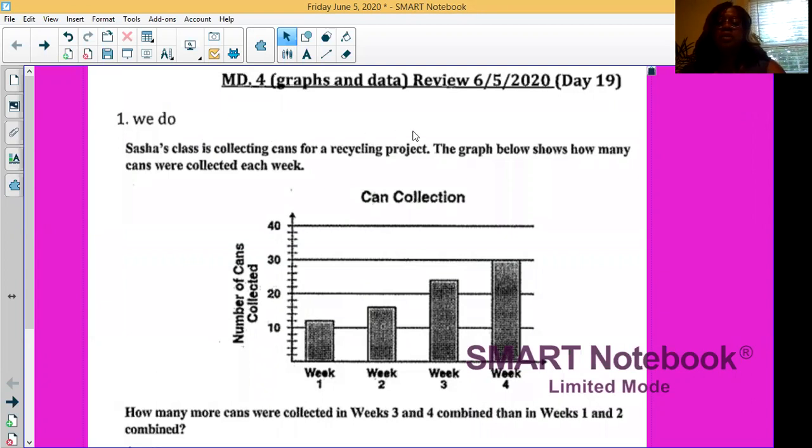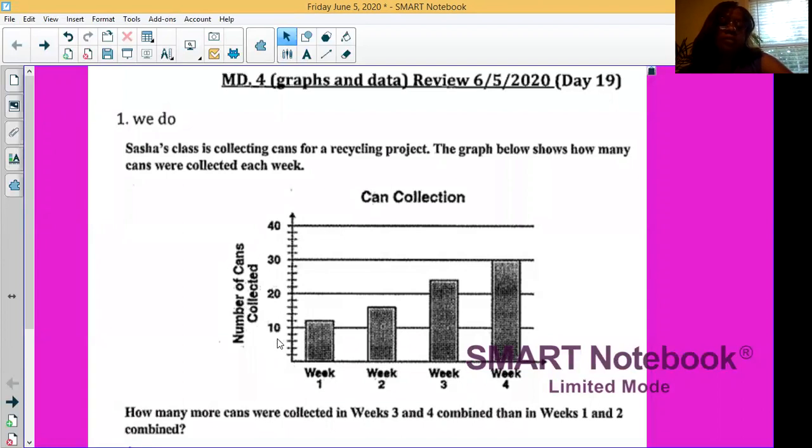a recycling project. The graph below shows how many cans were collected each week. So the title of our graph is Cans Collected. Our first label over here is the number of cans collected. And let's look at our scale.